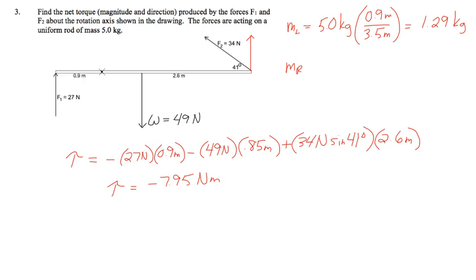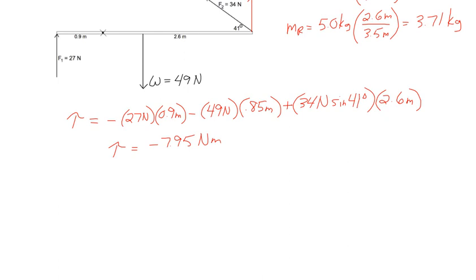So the mass to the right is going to be 5 kilograms times 2.6 meters over 3.5 meters, because that's the other side, to the right of the pivot point. So from here to there is 2.6, divided by 3.5, the whole thing. And that, I hope, comes out to be 3.71. And now that we have that, we can plug it into the formula for I. I'll do it in a different color here.